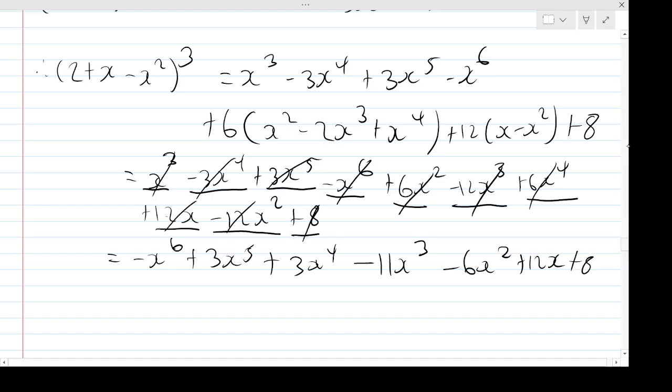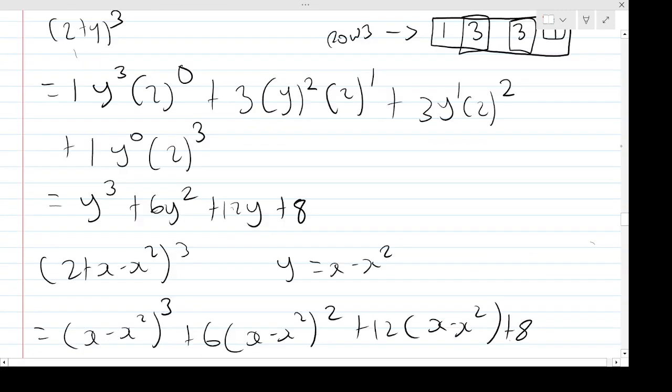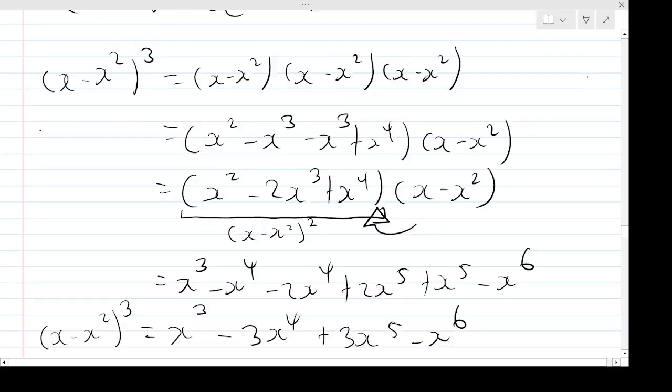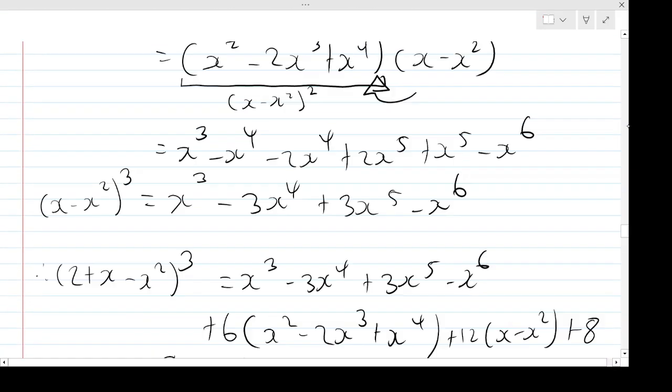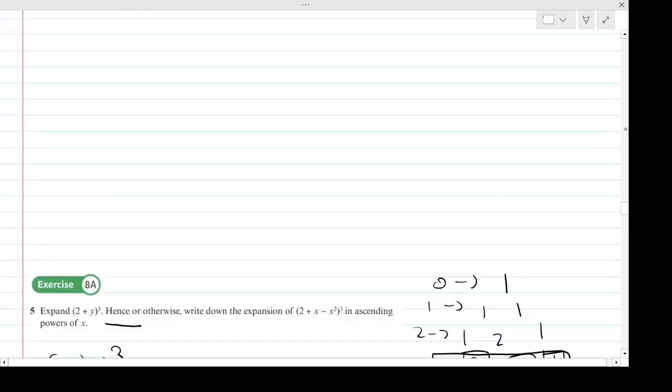So there. So recognise we use the substitution between 2 plus y cubed to this 2 plus x minus x squared cubed, because they're effectively the same. If I just said y is x minus x squared, the other part, right? And then I just reuse the expansion that I did for y. And then I get this at the very end. Okay, cool.